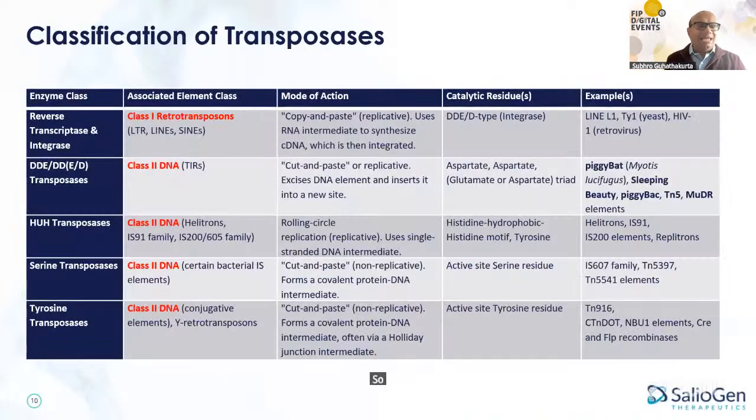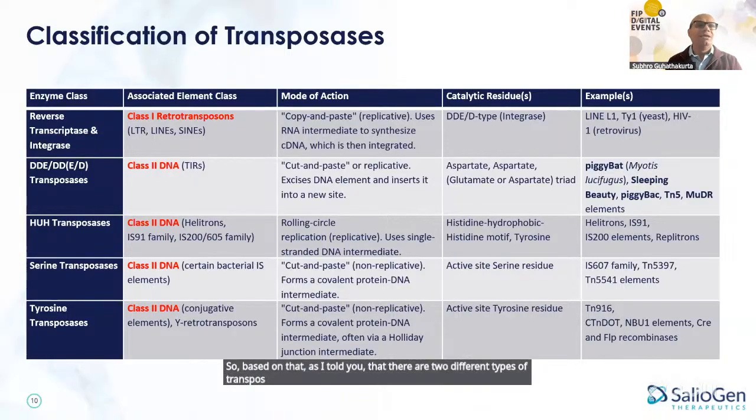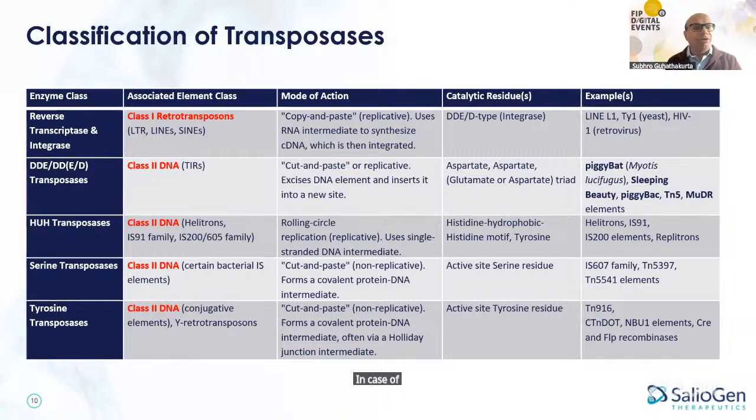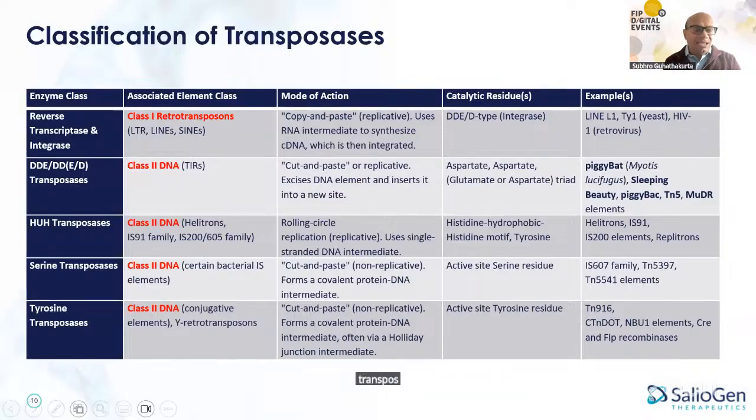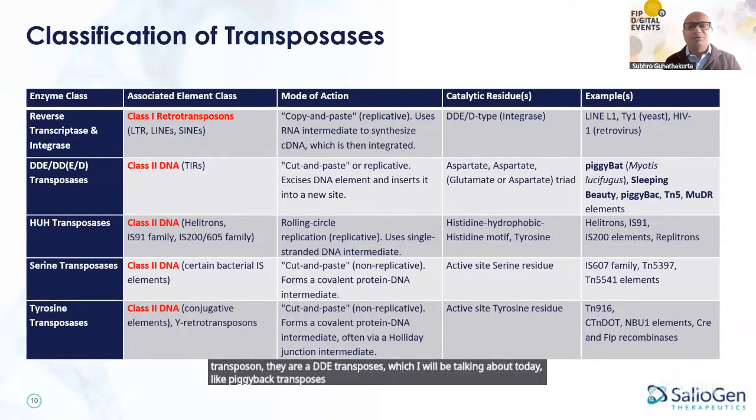So based on that, as I told you, there are two different types of transposition. Transposases are differentiated based on their catalytic domain. In the case of class 1 transposon, it is only reverse transcriptase integrase. One famous example is LINE-1, L1, which is being harnessed right now for gene therapy. And for the class 2 transposon, there are DDE transposases, which I will be talking about today, like piggyBac transposase, Sleeping Beauty, HUH transposase, and serine and tyrosine transposases.